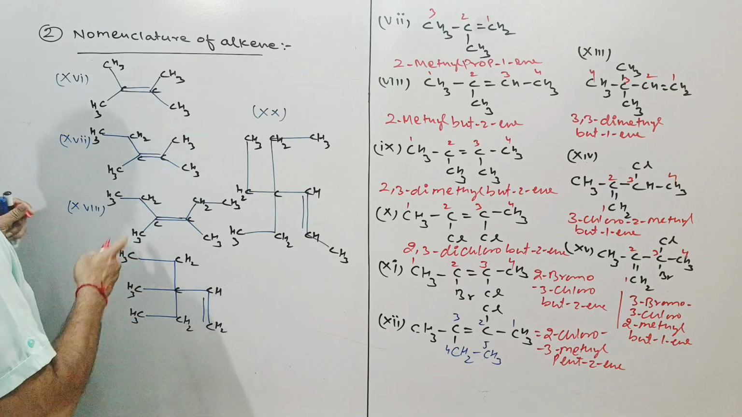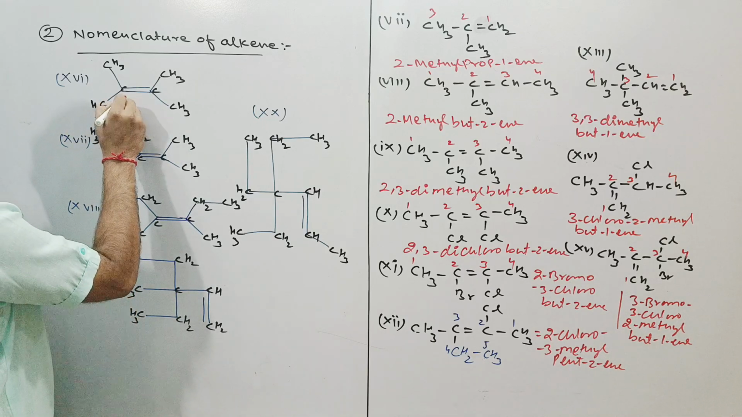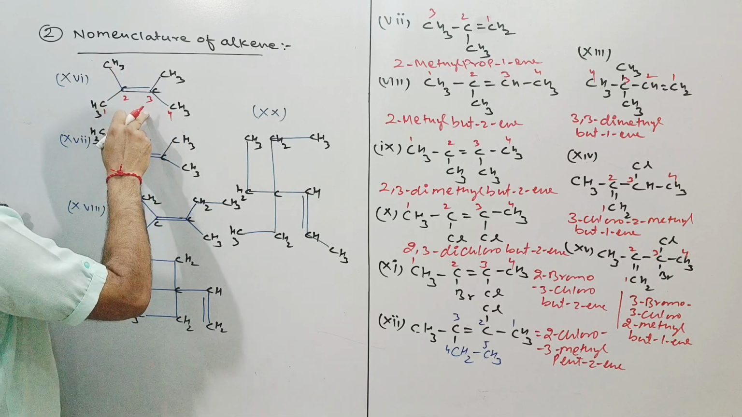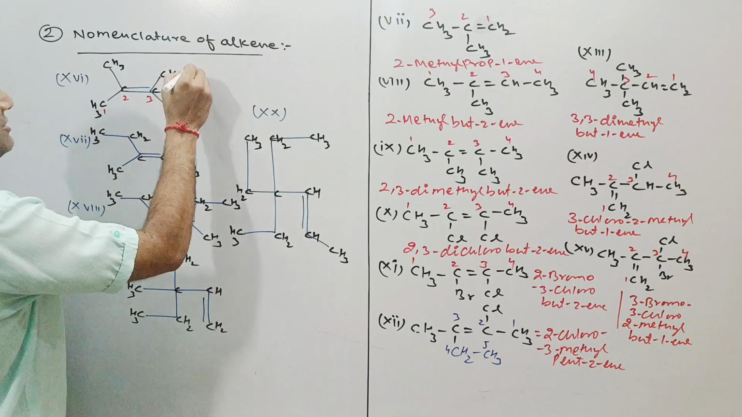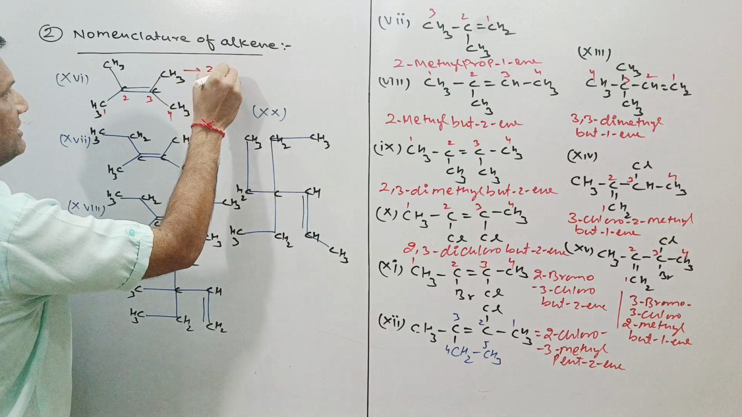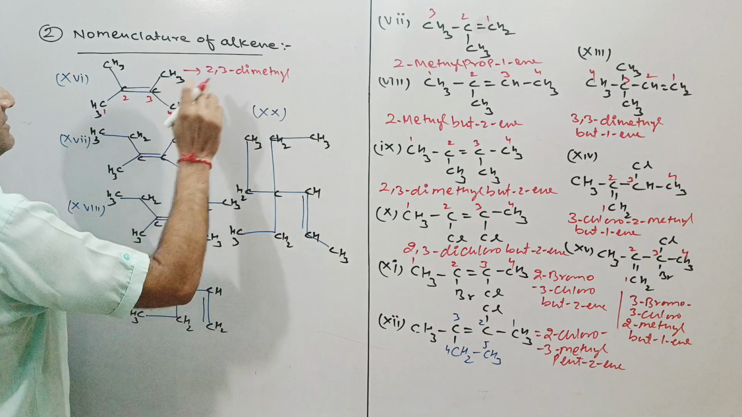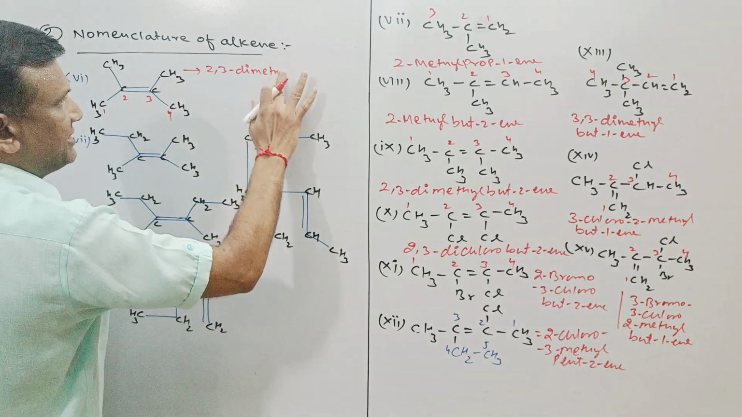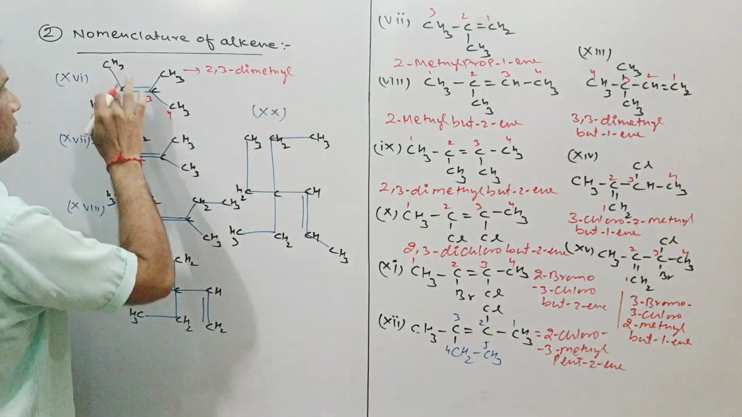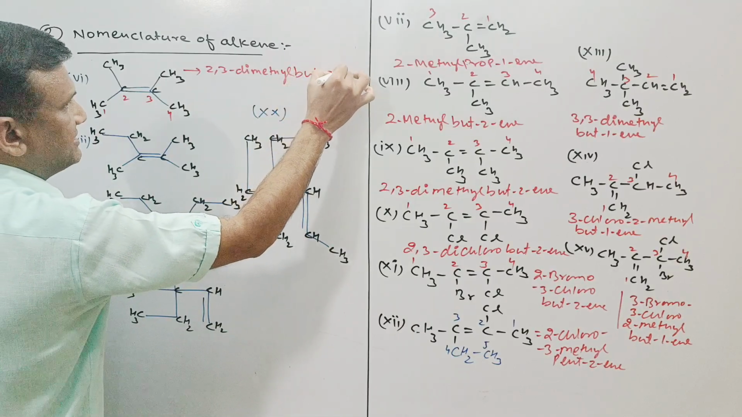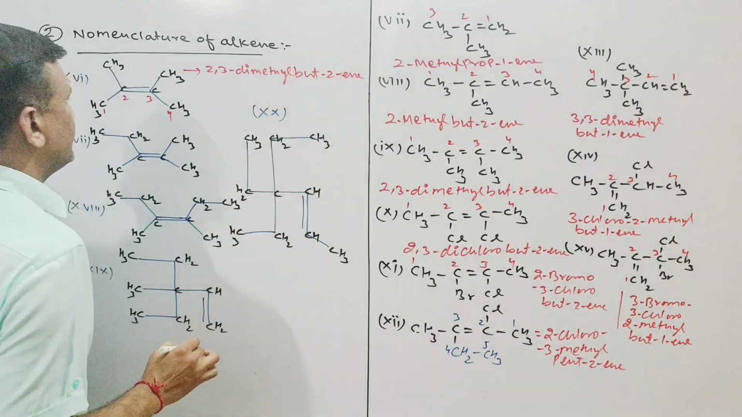So if we go with the longest possible chain, then we can take any chain 1, 2, 3, 4. Here at number 2 position there is methyl. Here at number 3 position there is a methyl. So you will call it 2, 3 dimethyl, and here is the 4 carbon in the chain, so it will be but. At number 2 position there is the double bond, so it will be 2-ene.